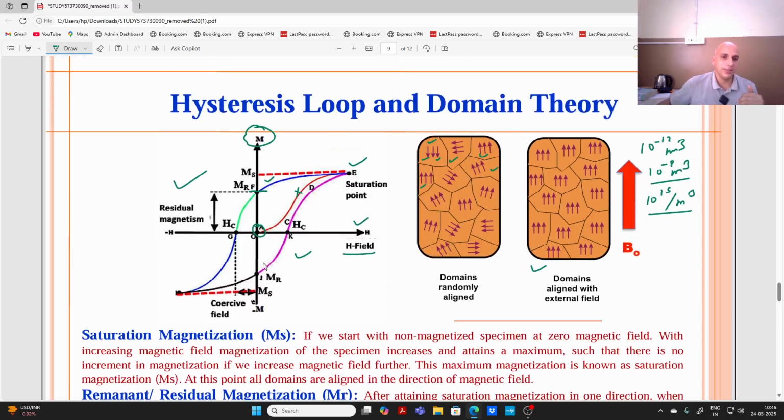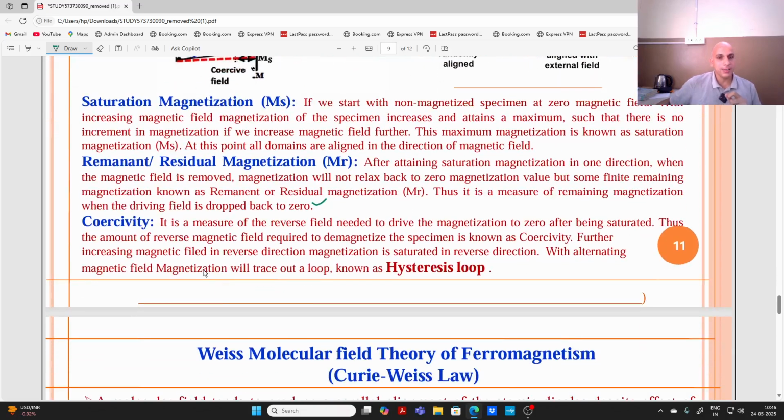Retentivity, residual magnetization. If I want to make this magnetization 0, then I have to apply the magnetic field in the reverse direction. So if I apply the magnetic field in this direction, ultimately this magnetization will become 0 at this point, right? And this magnetic field is called coercivity. It is the magnetic field in the reverse direction that is needed to make the residual magnetization equal to 0. You can see here, it is the measure of the reverse field needed to drive the magnetization to 0 after being saturated, right? So this is the retentivity and coercivity, and we have to remember these things.